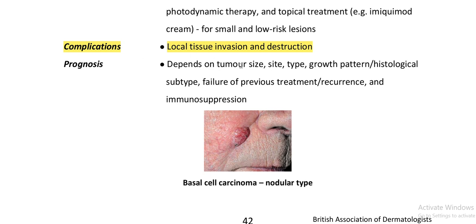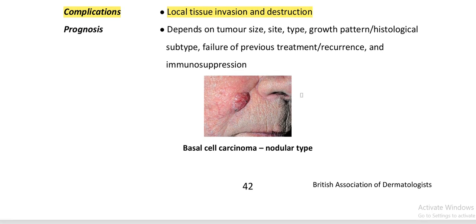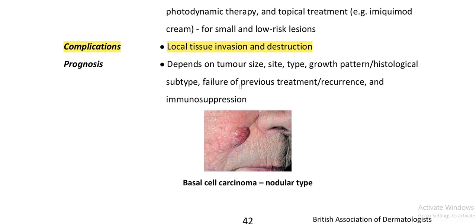Prognosis depends on tumor size, site, type, growth pattern, and histological subtype, failure of previous treatment, recurrence, or immunosuppression. It depends on the size, what the tumor looks like, and the site of it. It depends on whether the patient is immunocompromised or not, and whether the patient has any other comorbidity or not. We have to see this.